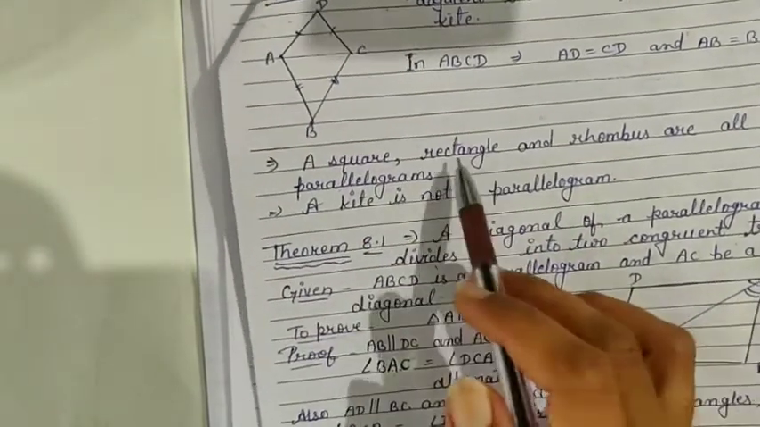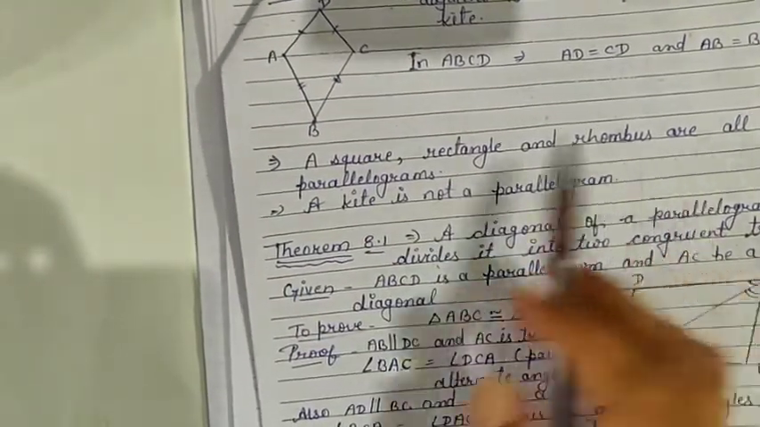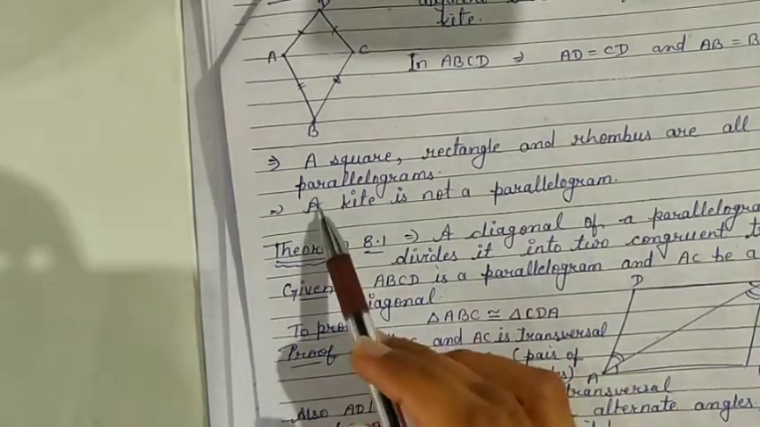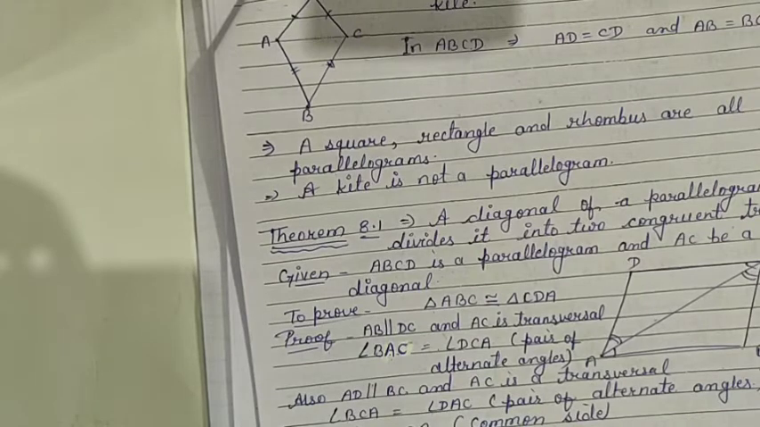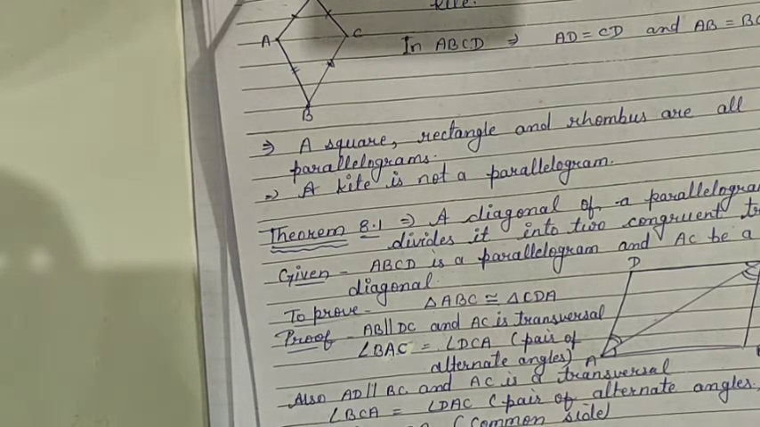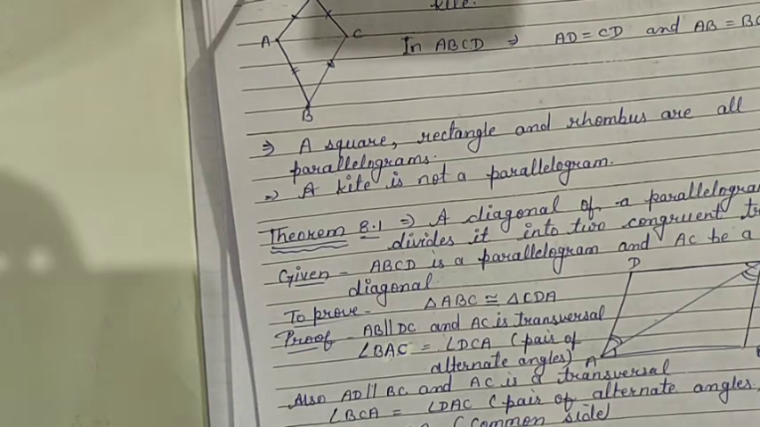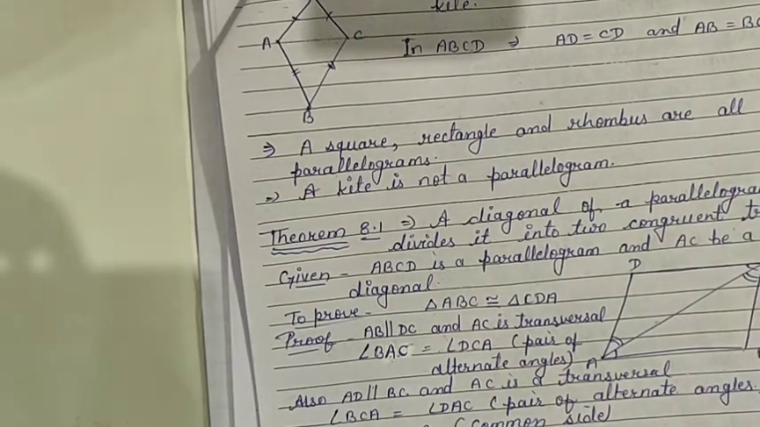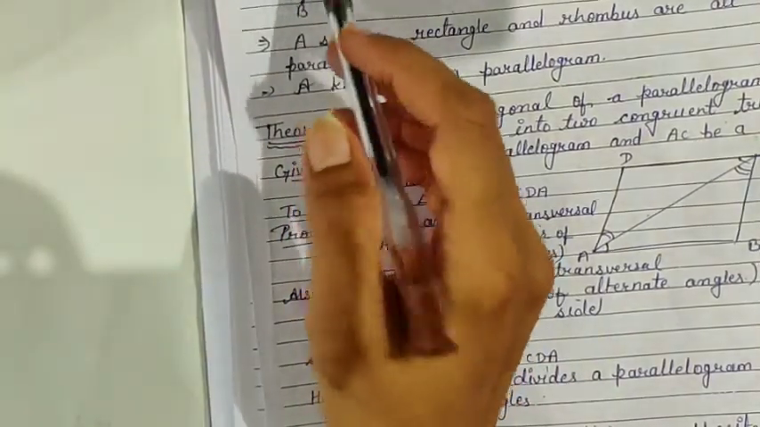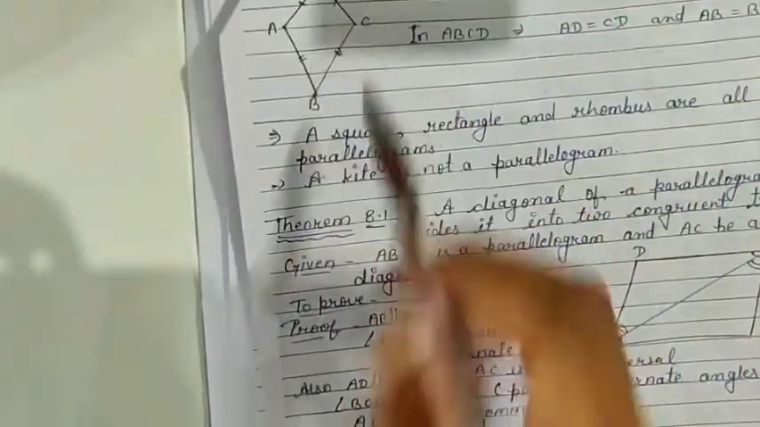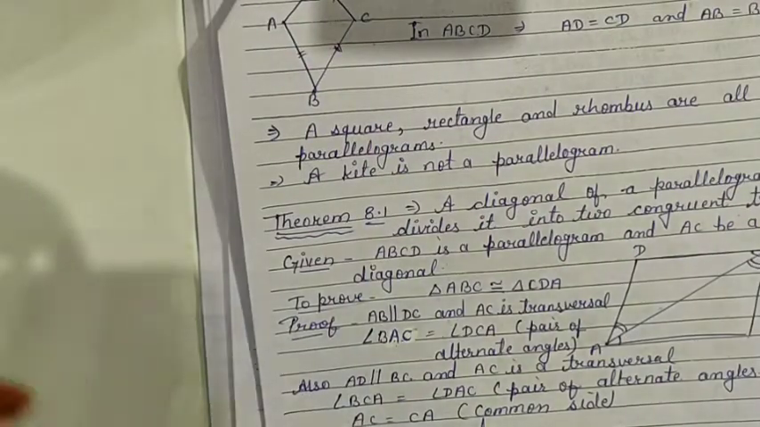A square, rectangle and rhombus are all parallelograms, but a kite is not a parallelogram. In a parallelogram, opposite sides are equal and opposite sides are parallel to each other. But in a kite, opposite sides are not equal, so this is not a parallelogram.